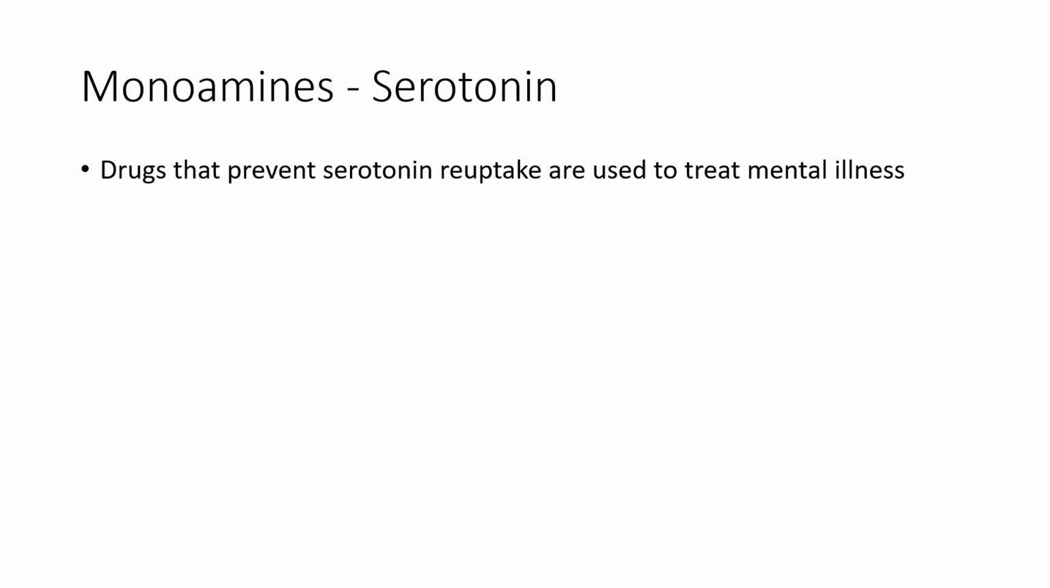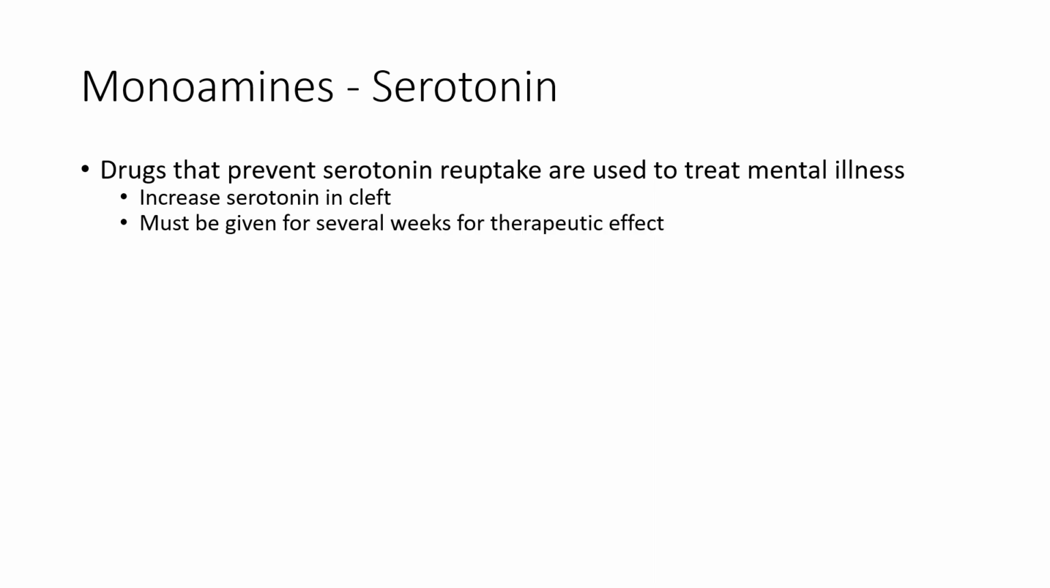So drugs that prevent serotonin reuptake are used to treat mental illness. I'm sure you all have at least heard of serotonin and have heard that an increase in serotonin might help elevate mood. So drugs that prevent reuptake, or prevent the removal of serotonin from the synapse, and thus increase serotonin availability, are used to treat mental illness. Again, they increase the availability of serotonin in the synaptic cleft so that there's actually more serotonin there and it can be received by the postsynaptic cell.